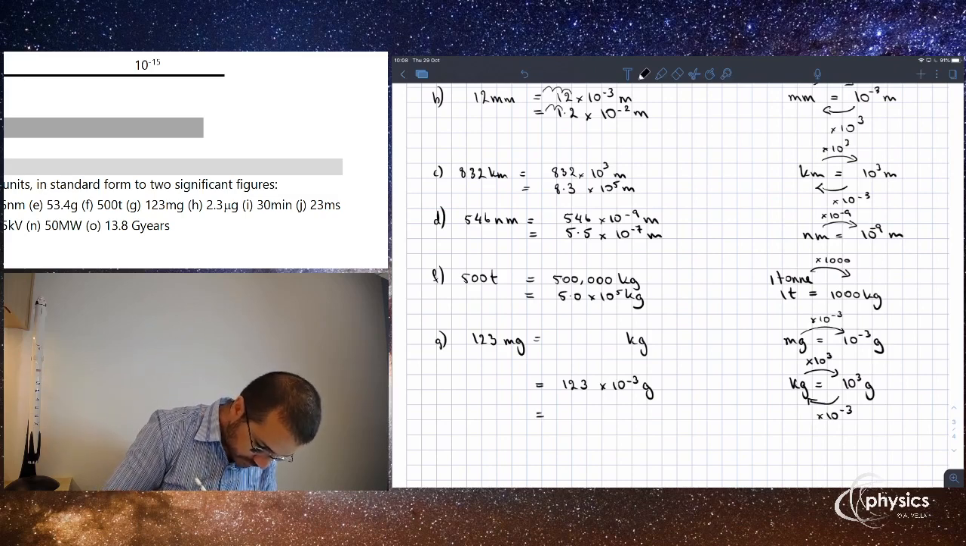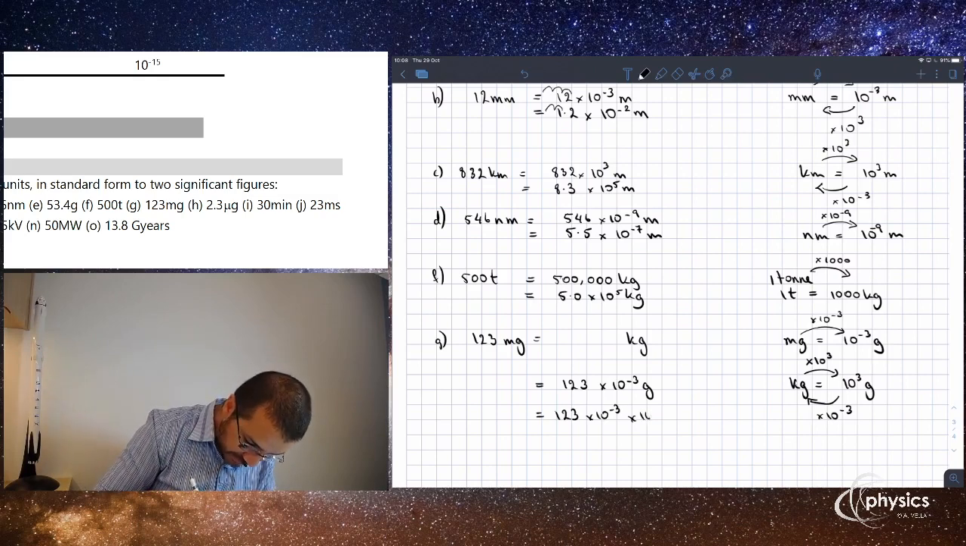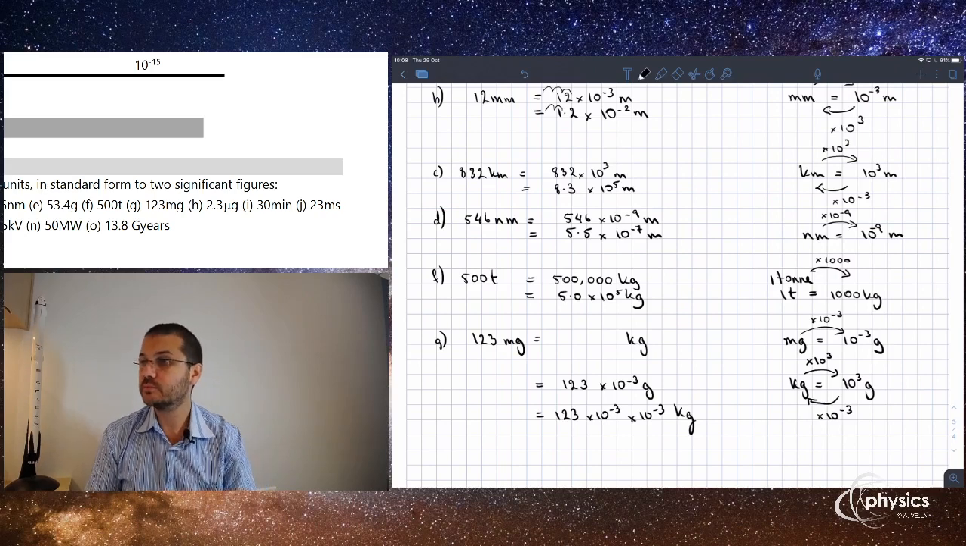Therefore, I will have 1.3 times 10 to the minus 3, that's the grams, times 10 to the minus 3 to convert them into kilograms.